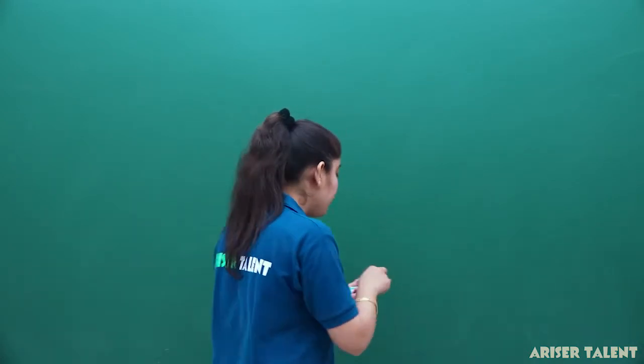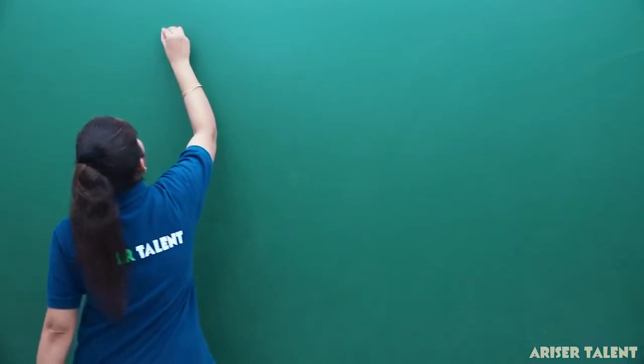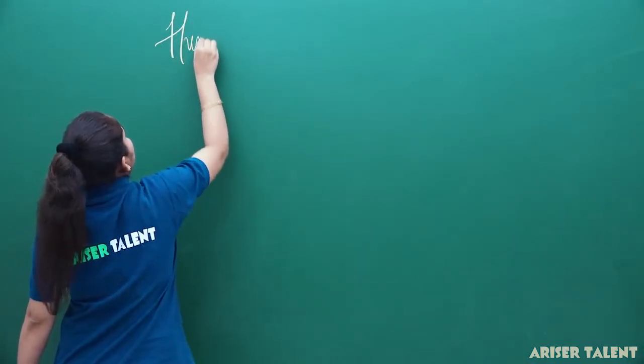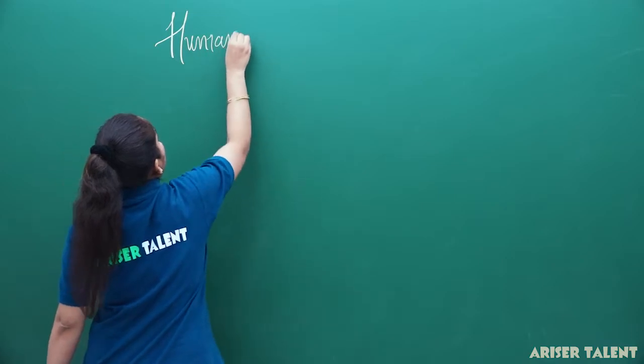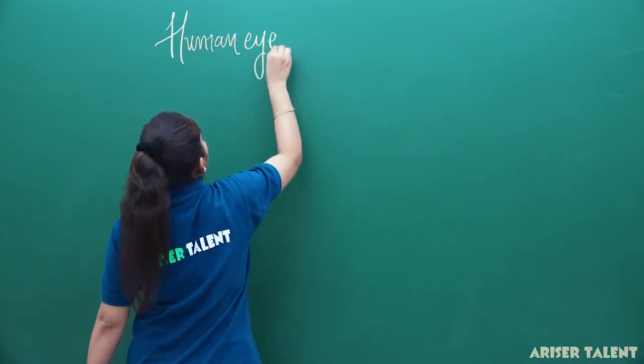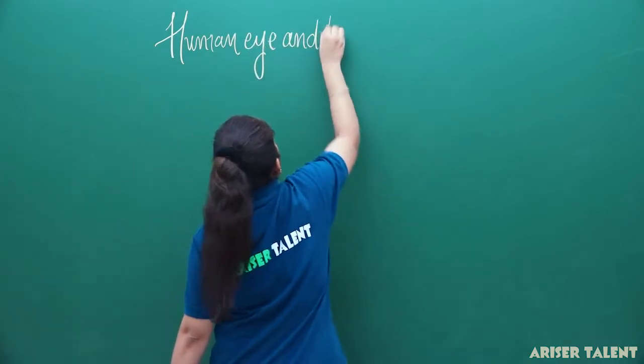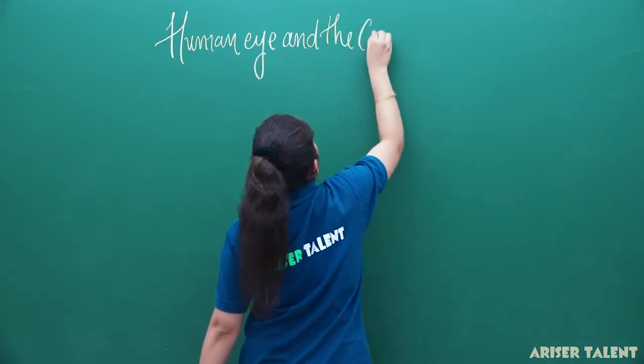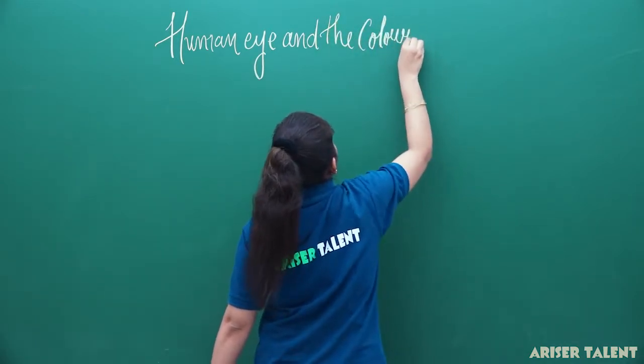So today we are here to start our new chapter of class 10th physics, that is about the human eye and the colorful world. So our today's chapter is all about the human eye and the colorful world.